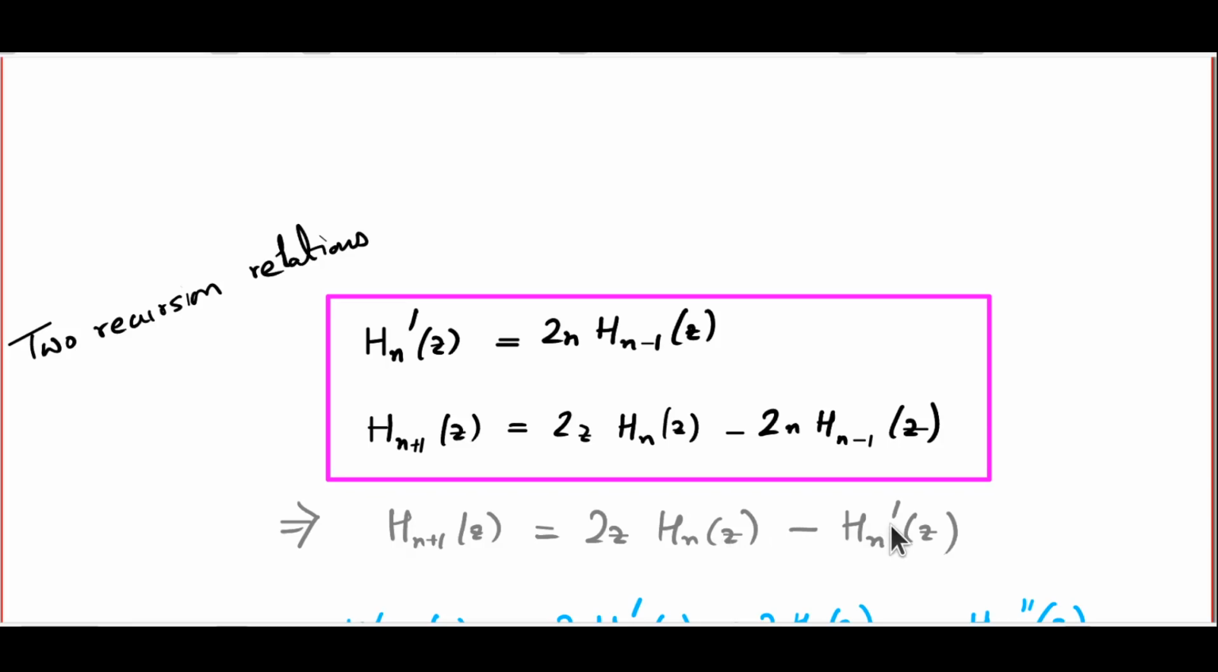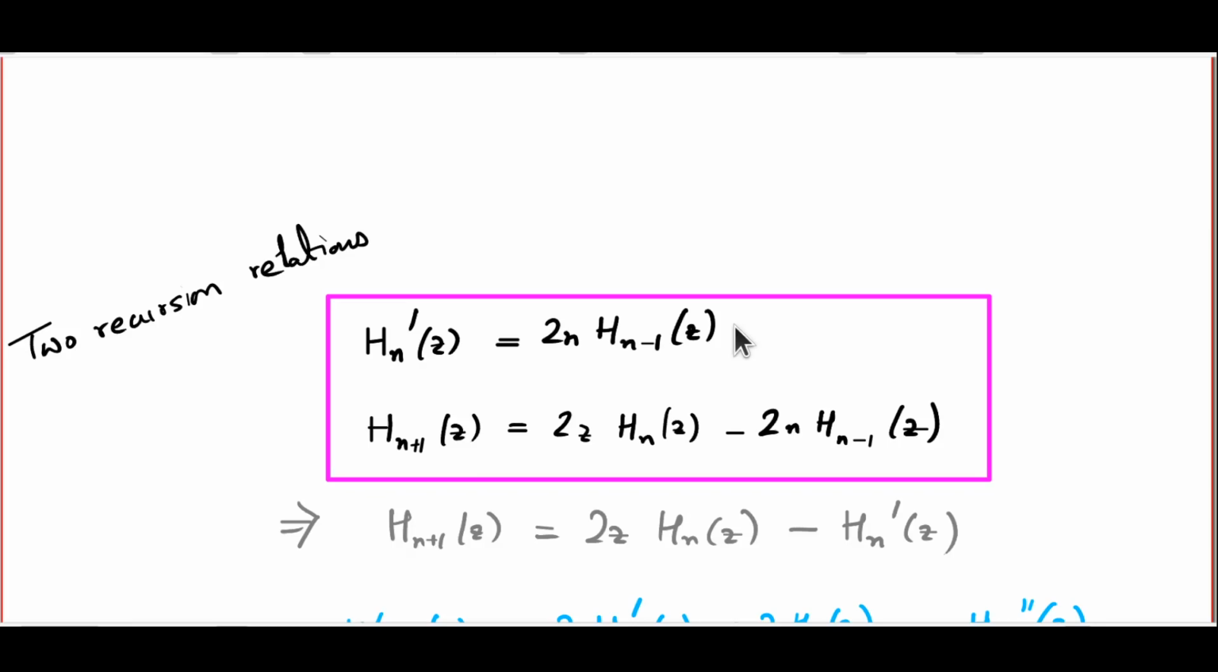Now this actually is very, very useful. This, connected with this result, is actually very, very useful to show or to convince ourselves that the polynomials that we are getting by using the Rodrigues formula or by using the generating function are actually the same polynomials which satisfy the Hermite differential equation. So what we are going to do is we are going to use these recursion relations to show that h_n(z) actually obeys the Hermite equation.